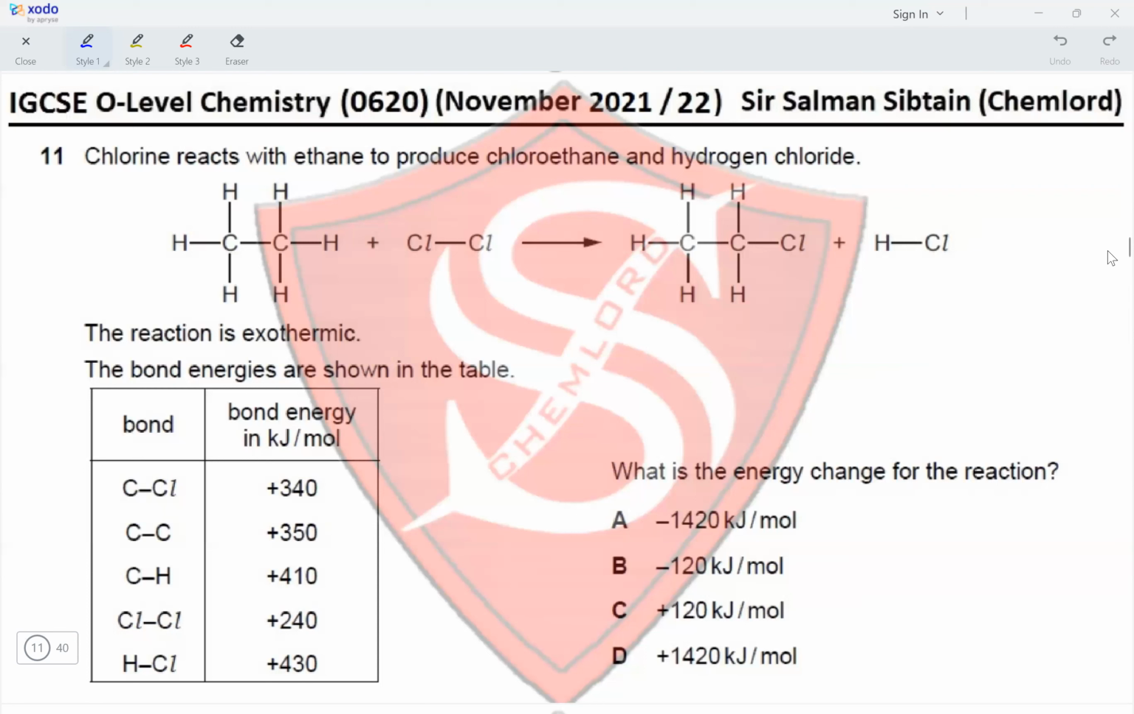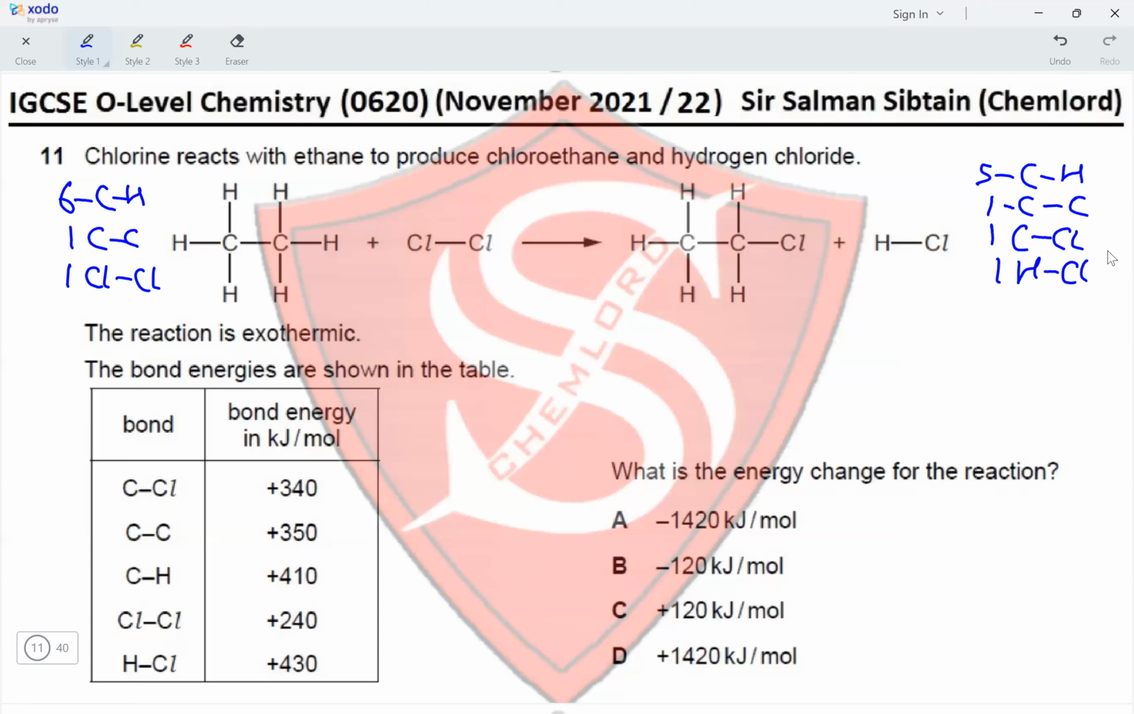So bonds broken are 6 carbon-hydrogen bonds. We have 1 carbon-carbon bond and we have 1 chlorine-chlorine bond in the reactants. In the product side, we have got 5 carbon-hydrogen bonds, 1 carbon-carbon bond. We have got 1 carbon-chlorine bond and we have got 1 hydrogen-chlorine bond. So, first off, we will eliminate the common bonds in the reactants and products.